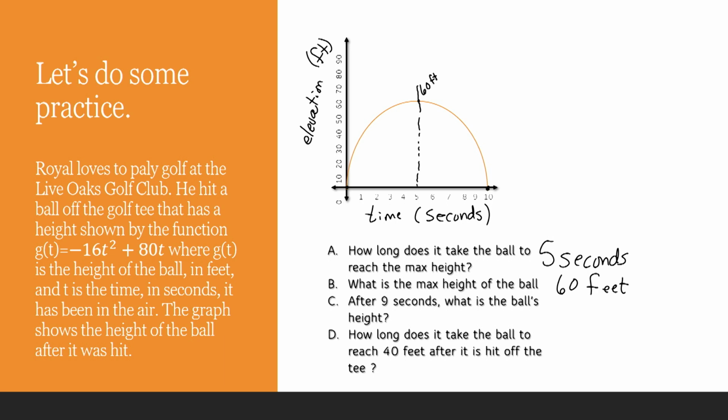After 9 seconds, what is the ball's height? So I'm going to go all the way over to 9, and then I'm just going to draw a line up. And then I'm going to draw a straight line over. I'm thinking it's about 30 feet.